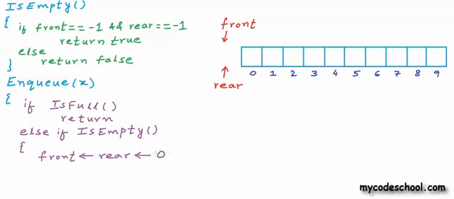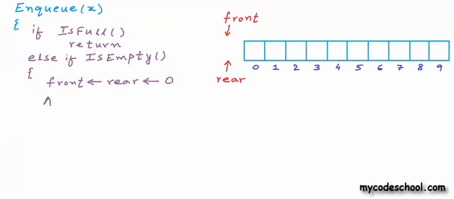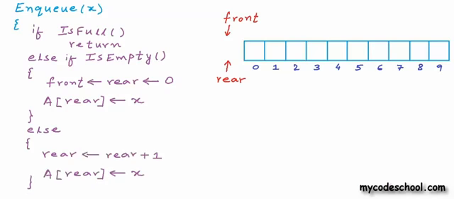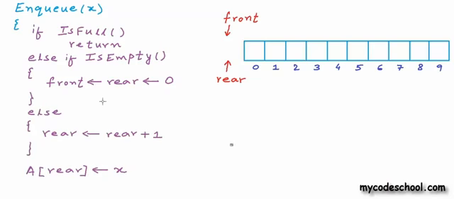Else, if queue is empty, we can add a cell to the queue. We can add cell at index 0 in the queue. And now we can set the value at index rear as x. In all other cases, we can first increment rear, and then we can fill in value x at index rear. I can get this statement, A[rear] = x, outside these two conditional statements because it's common to them.